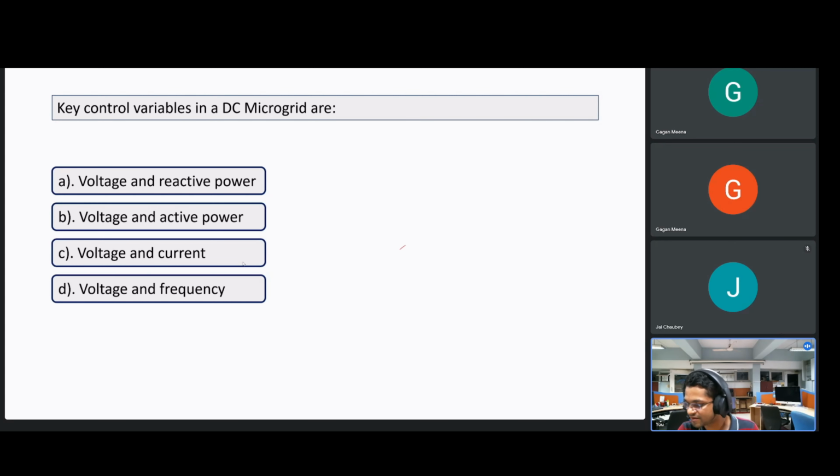So let us move to questions then. Is it okay? What are the key control variables in a DC microgrid? The voltage and current, the key things. Are you sure? Frequency is ruled out. Voltage and active. So this is also ruled out.